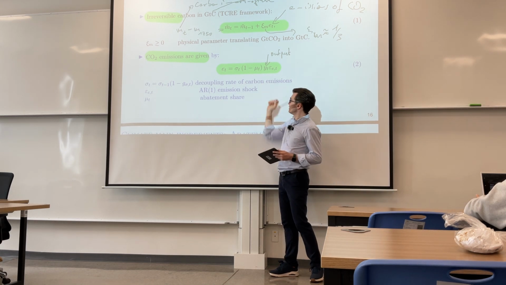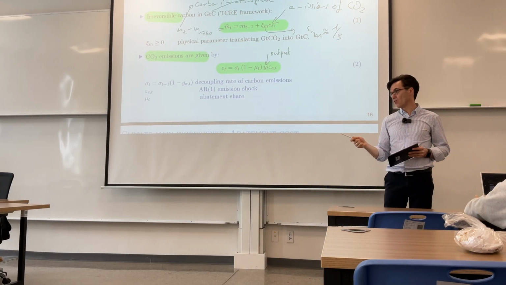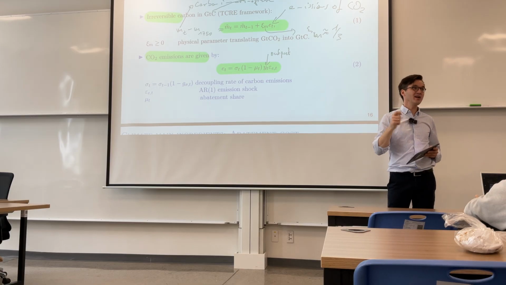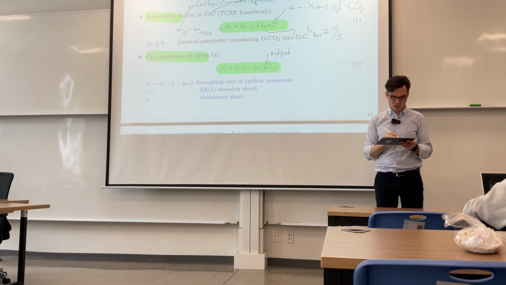Then, what is mu? Mu is the efforts by firms, households or society to mitigate emissions. So mu is a parameter, no, it's not a parameter, it's a choice variable between 0 and 1. So it's a choice variable.